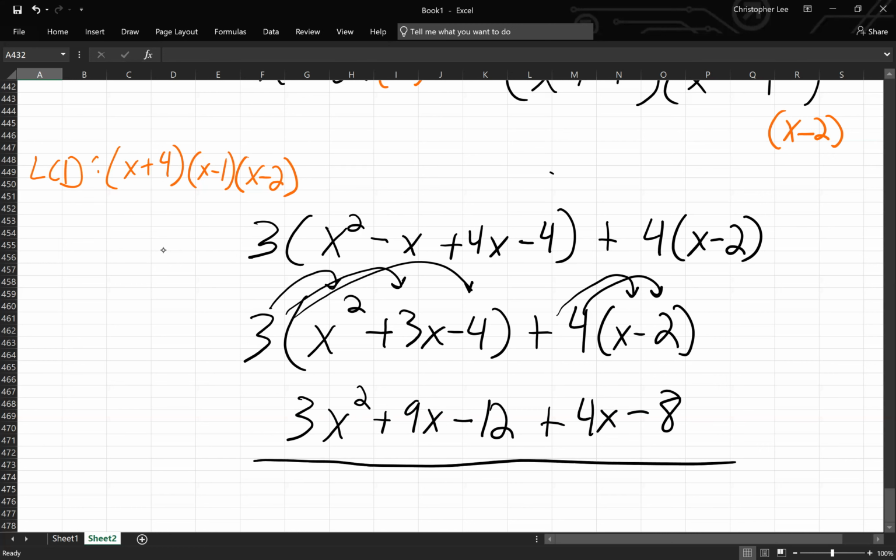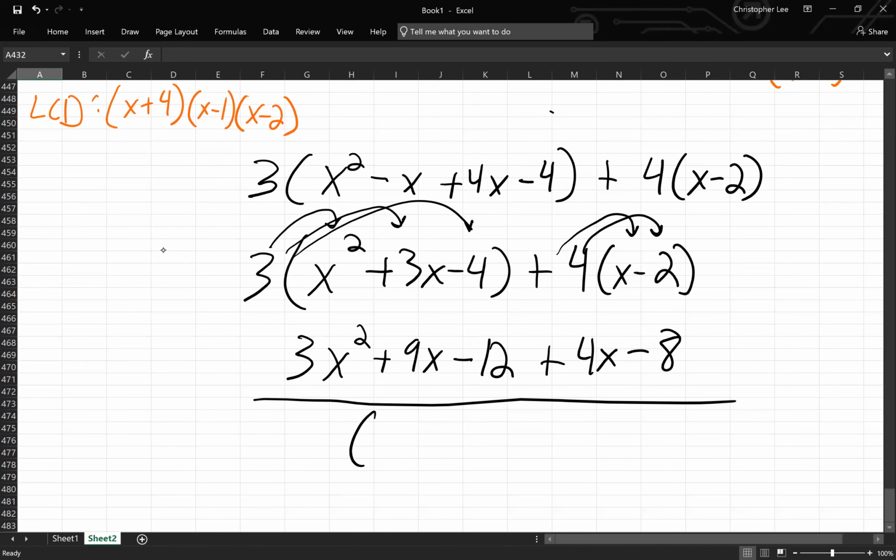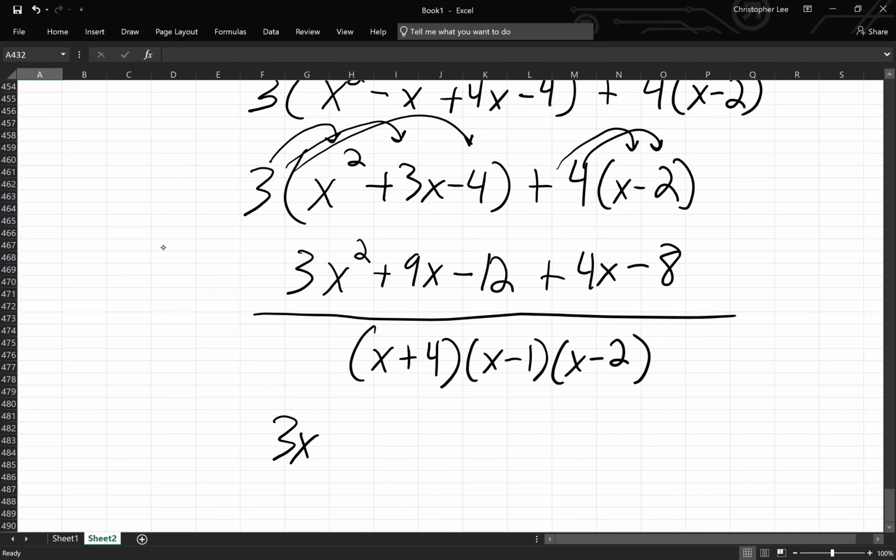Very good. All over the LCD: x plus 4, x minus 1, x minus 2. Let's combine like terms here. 3x squared. Then we want to add these up. So this is 9 plus 4. What's that? Plus 13x. Minus 20.